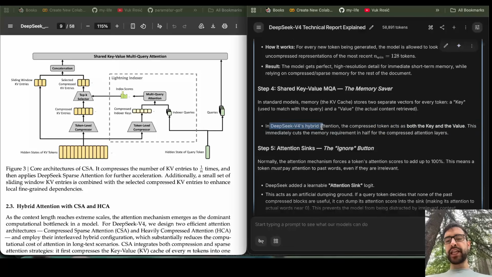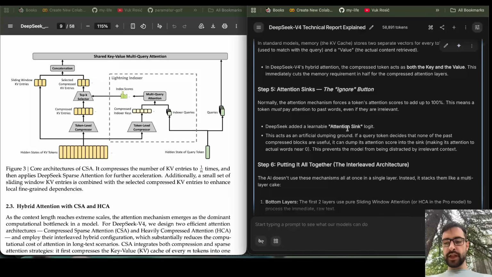In DeepSeek V4's hybrid attention, the compressed token acts as both key and value. This is interesting. Usually key and value are separate vectors, but here key and value are the same compressed token embedding. There is also the concept of attention sinks that forms naturally in attention mechanisms, where a lot of the attention goes to the first token. The large language model doesn't need to use all of its attention, so it learns to use maybe the first token in the whole sequence as the attention sink, and just puts a lot of attention there.